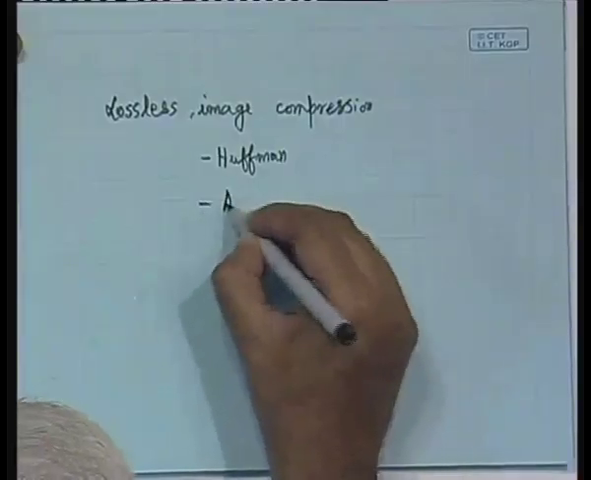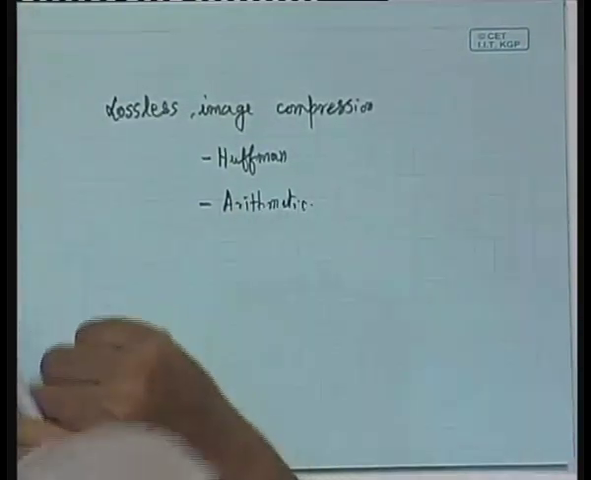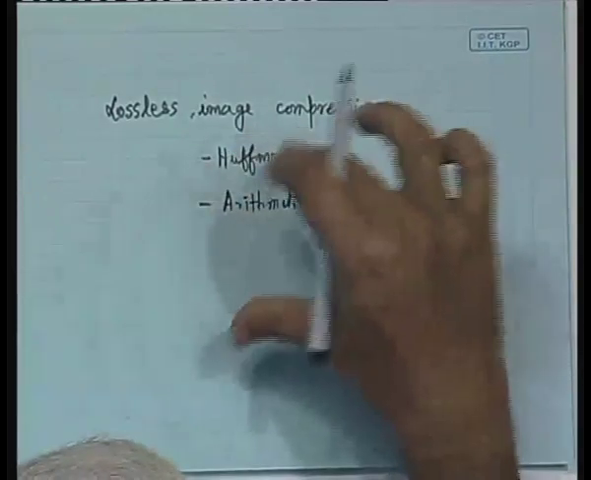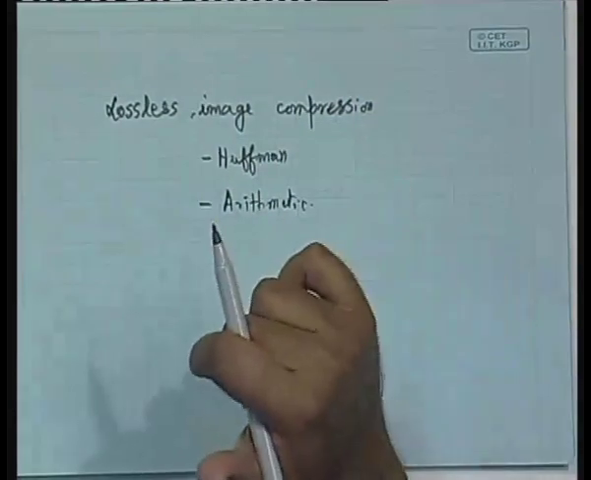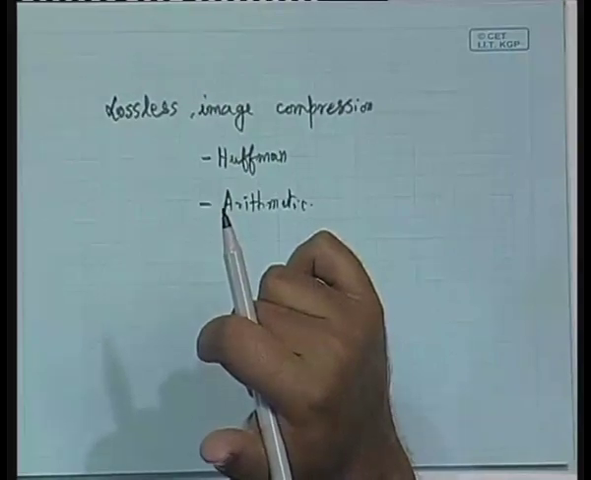There is yet another popular lossless image compression technique, and that is called arithmetic coding. This is also a form of lossless encoding. Only thing is that in the case of arithmetic coding, the symbols which exist are represented in the form of a number in the range of 0 to 1. So, arithmetic coding goes like this. Many of you also must be knowing what arithmetic coding is.